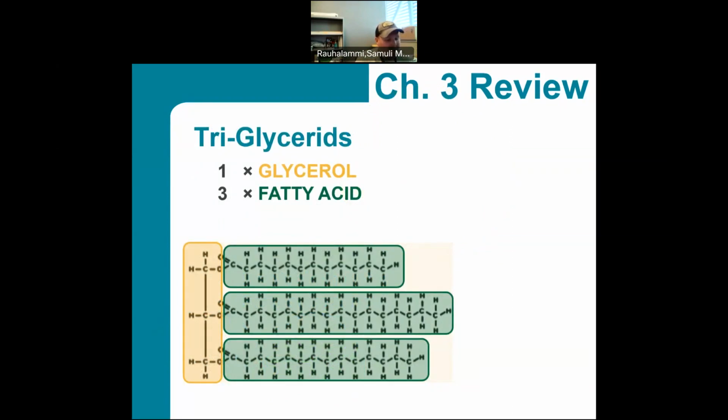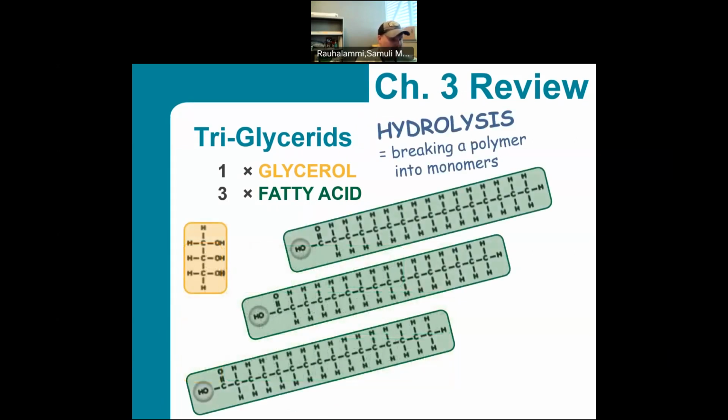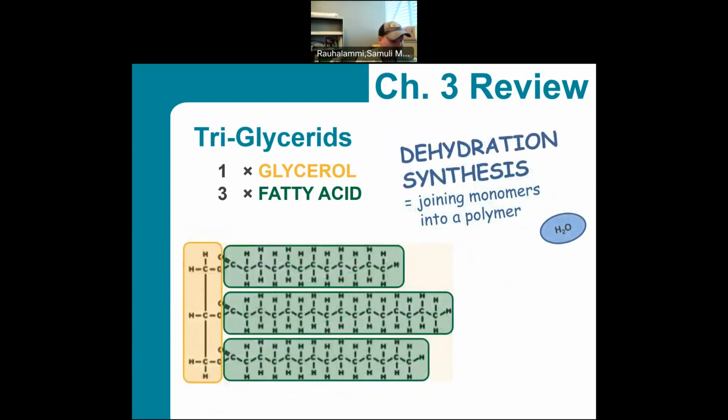And again, as we learned earlier on, of course, we can break these triglycerides apart through the process of hydrolysis into a separate glycerol and 3 fatty acid chains, or we can join these separate glycerols and 3 fatty acid chains together during dehydration synthesis into 1 triglyceride.